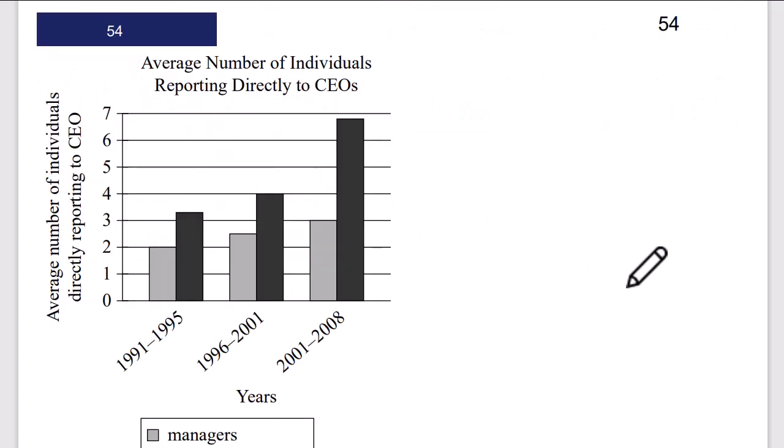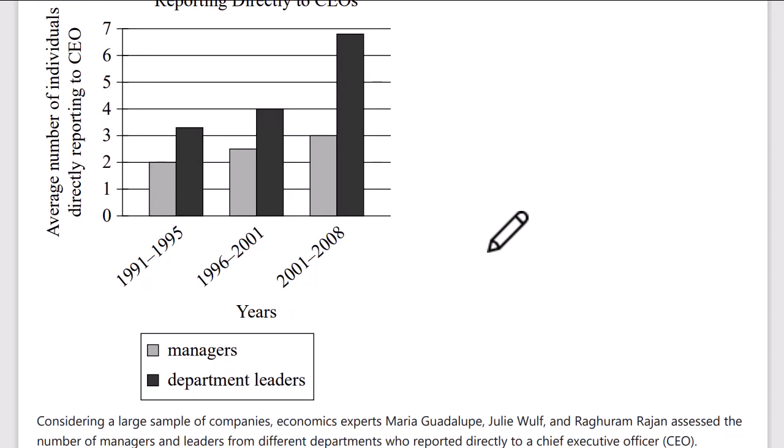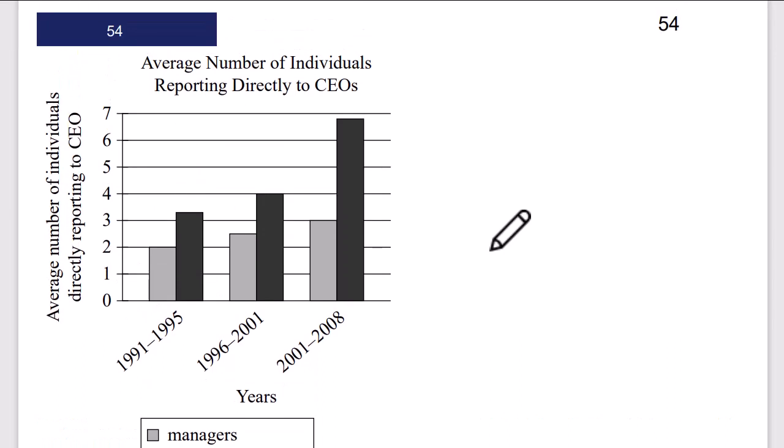Okay, we've got a column chart, which usually comes with two different columns. In this case, the two columns measure managers and department leaders. We can see the numbers are going up for both over time. And we can see it's going more so for the department leaders. The dark bar is always greater than the light bar. So the department managers are always more. So this is the average number of individuals reporting to the CEO. Okay, I think I understand the graph.